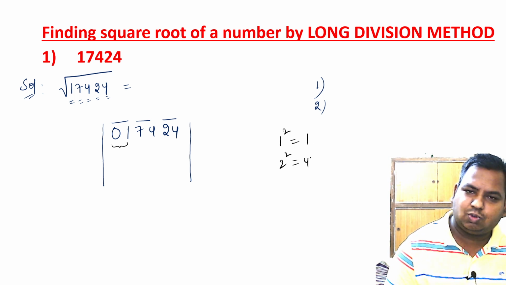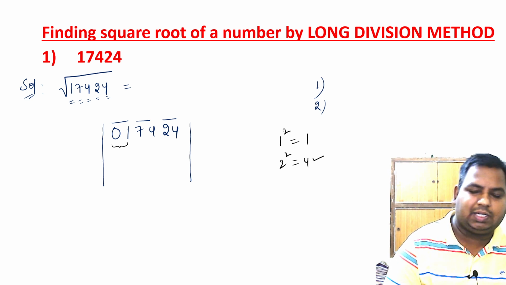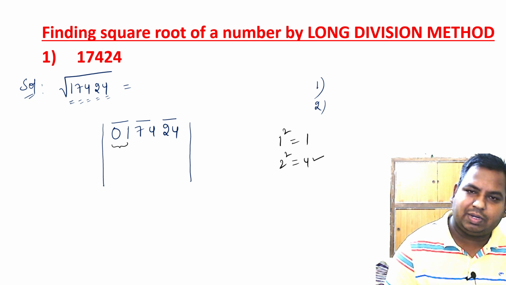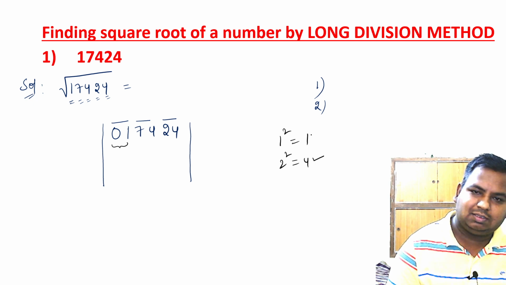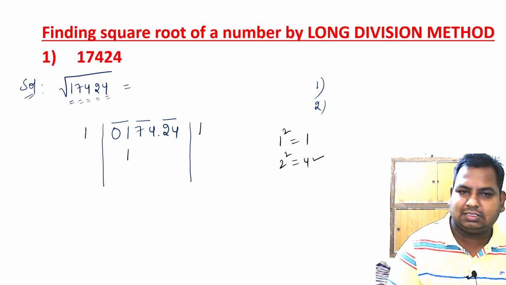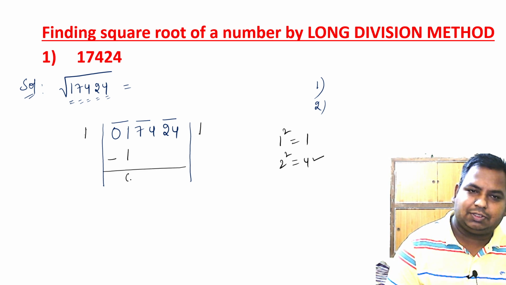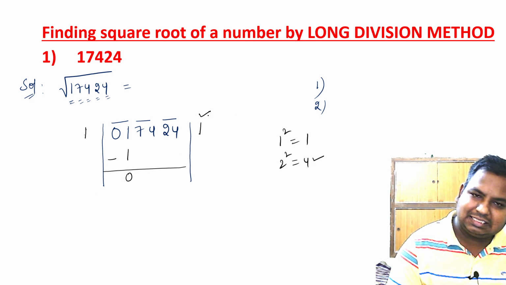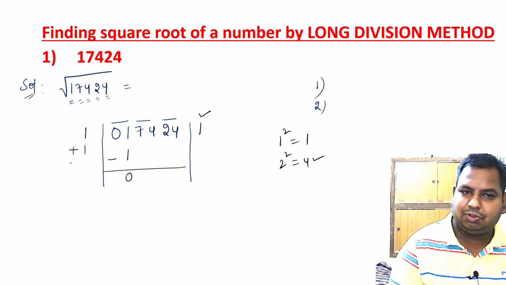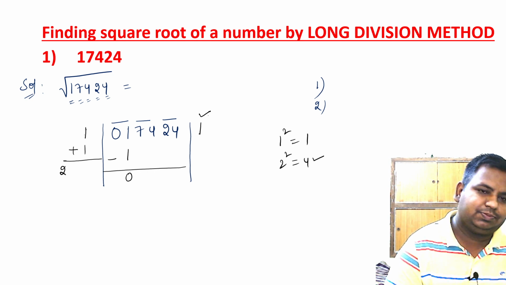So I cannot take 2 square because it is bigger than 1. So what will I do? I will take 1 square. 1 square is nothing but 1 into 1. So 1 ones are 1. Done. Now do subtraction. The difference is 0. Now what do we do? You add this digit here, and what are you going to get? You're going to get 2.